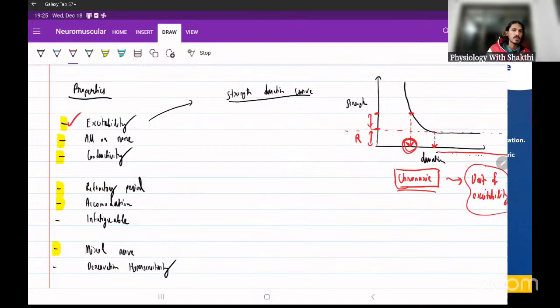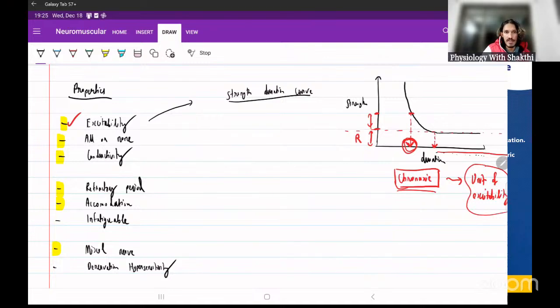The next, you come to all or none law. Define all or none law. What is all or none law? If a threshold or above threshold stimulus is given or not, based on that, the response will be there. When threshold stimulus is given, it will respond to its maximum. And if it is not above threshold, it does not respond at all.